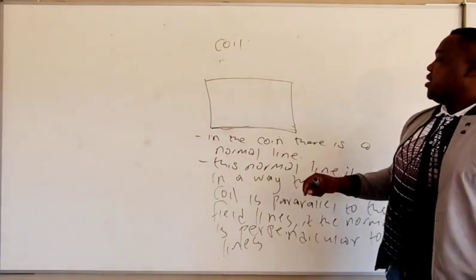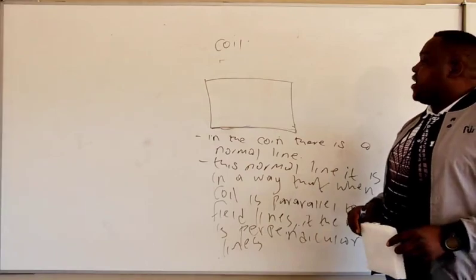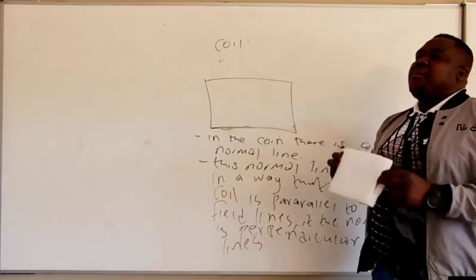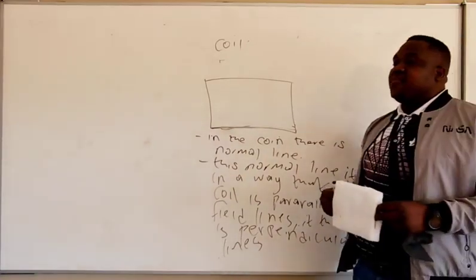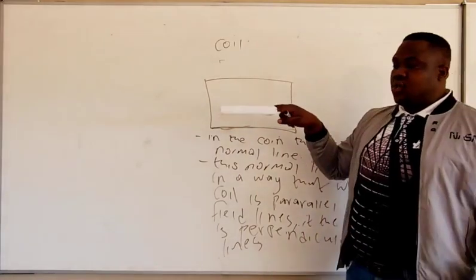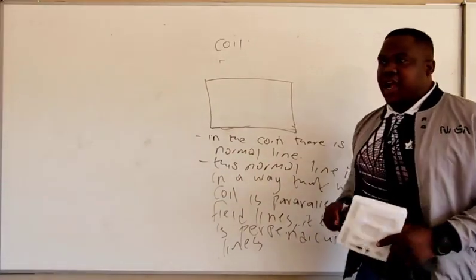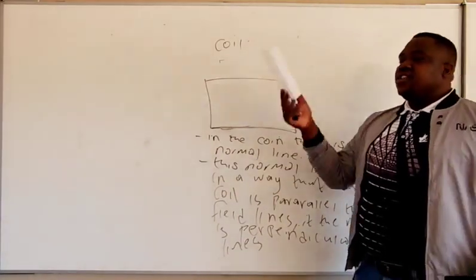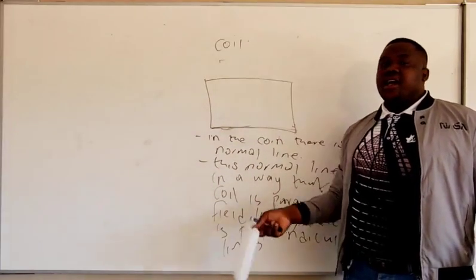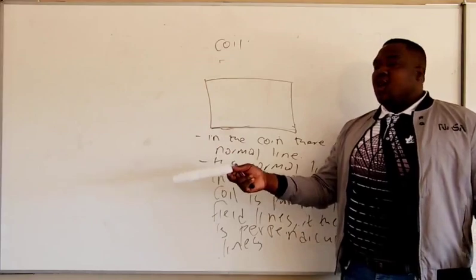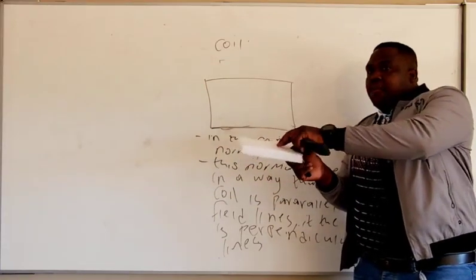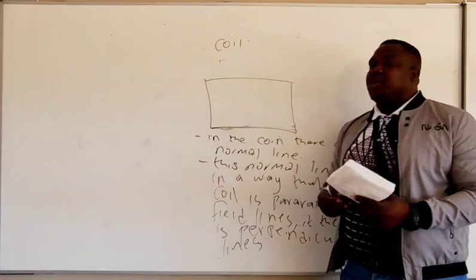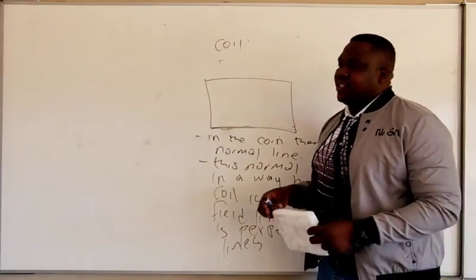What am I saying? In each and every coil, we have got a normal line. But the normal line is situated in a way that when the coil is perpendicular to the magnetic field lines, then the normal line is parallel. In other words, the normal line opposes the coil. Although the normal line is in the coil, it is situated in a way that it opposes the coil. I think that's the best way to explain for you to understand.